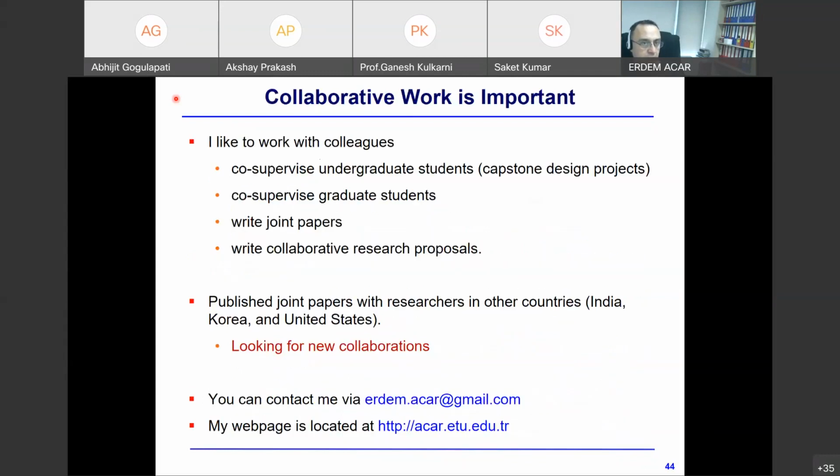And I believe that collaborative work is important. I like to work with colleagues. We can co-supervise undergraduate students or graduate students. We can write joint papers, perform collaborative research. And I publish joint papers with researchers in other countries like India, with Palani Ramu, Korea, with Ixin Lee, and I have also collaborators in United States, and I am looking for new collaborations.